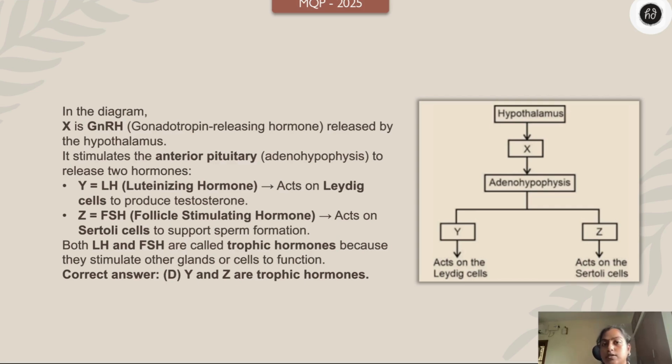Whereas the anterior pituitary has so many hormones being released, here in case of Y and Z, Y is stimulating Leydig cells, meaning Y is luteinizing hormone. Z acts on the Sertoli cells, meaning it's nothing but the follicle stimulating hormone. These two hormones are trophic hormones. They are not steroids. What is meant by trophic hormones? They stimulate other glands or cells to perform a function, where luteinizing hormone stimulates Leydig cells to release testosterone. Likewise, FSH stimulates the Sertoli cells. So keep that in mind.